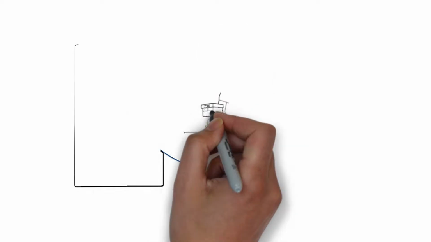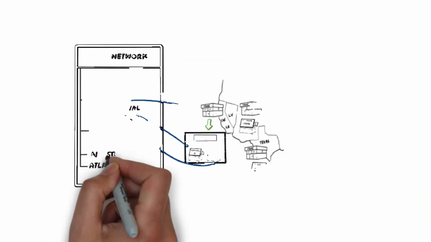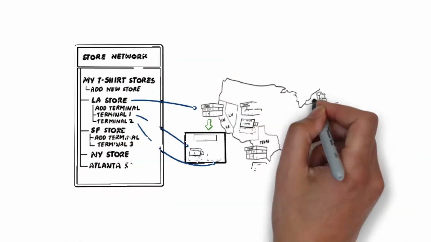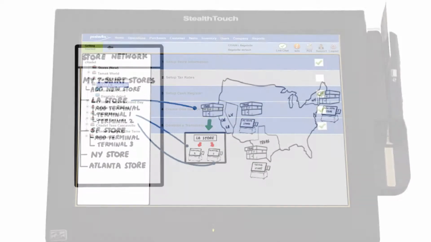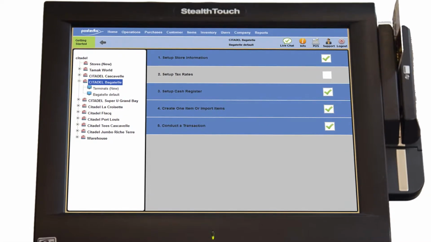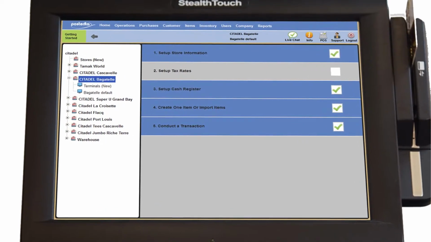In order to set up and use Posturita, you need to map your store network and terminals into the system. This involves the following steps: creation of each store, setting up of each terminal within each store, linking each terminal with the correct store, hardware configuration for each terminal.